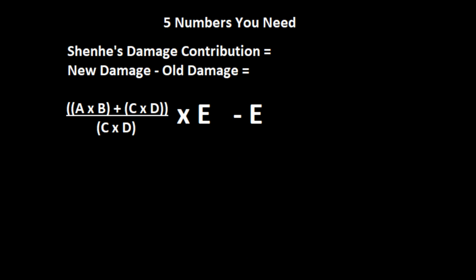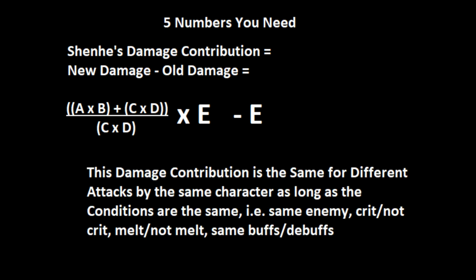Once you have the new damage, you can find Shenhe's damage contribution by taking the new damage and subtracting the old damage. What's interesting is that Shenhe's damage contribution will stay the same regardless of what attack you use with the other character, as long as everything stays the same about the other character, which is to say, they have the same stats, they're getting the same buffs and debuffs, they're attacking the same enemy, and their attack is either critting or not critting, and it's the same as before, and it's either melting or not melting, and it's the same as before. And we'll go over a couple examples so you can see what I mean here.